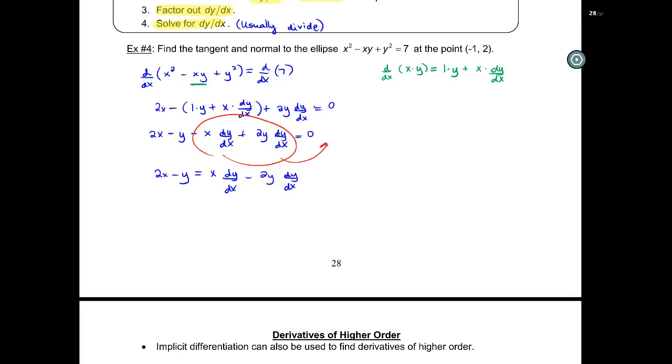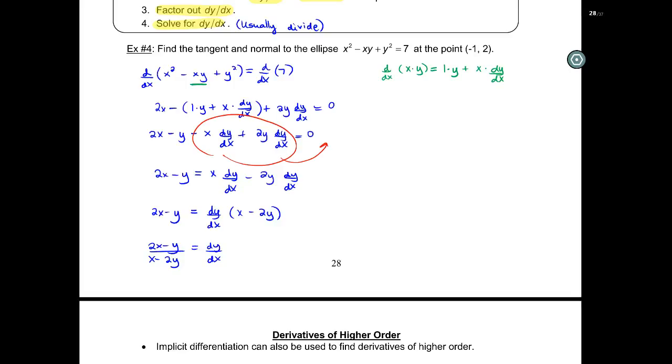I'm doing a screencast, so if you need to go back to some of these examples when we work on homework. What's the next step from here? Okay, I have 2 dy dx's, so I want to pull that out, and I'm left with an x minus 2y. So I've factored it out. I've done step 3. So now the last step is to solve. Again, usually divide. So I'm going to divide by that whole thing. So I have 2x minus y over x minus 2y. That's my slope. Okay, it's a little messy.